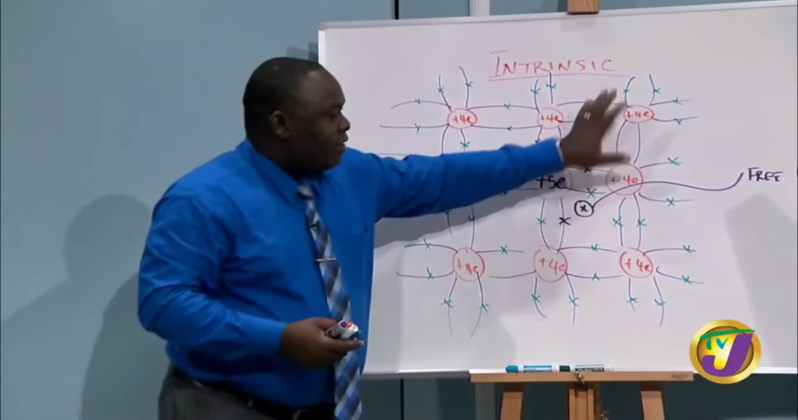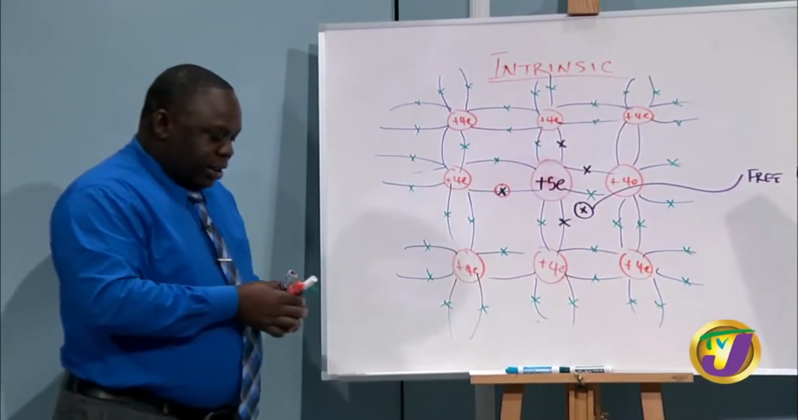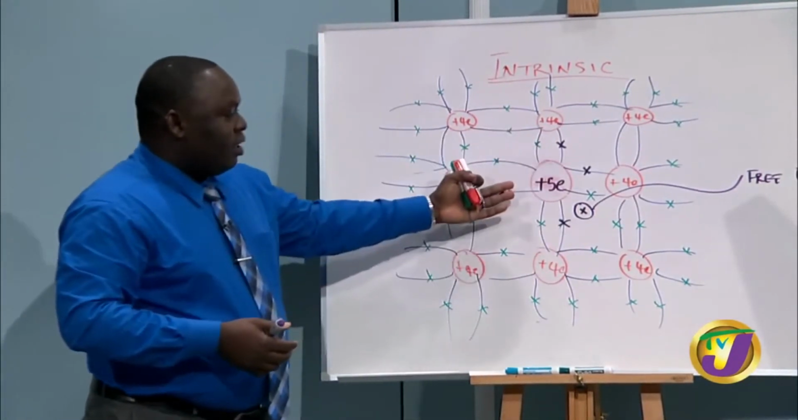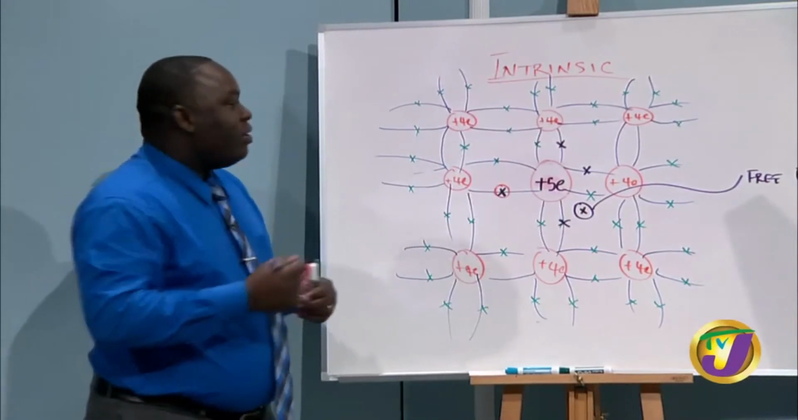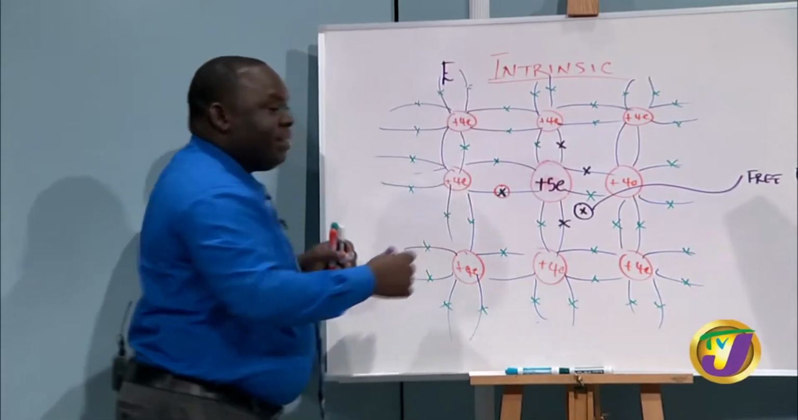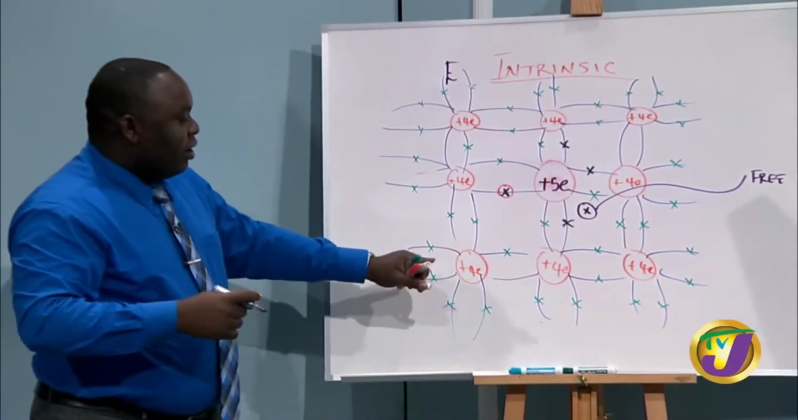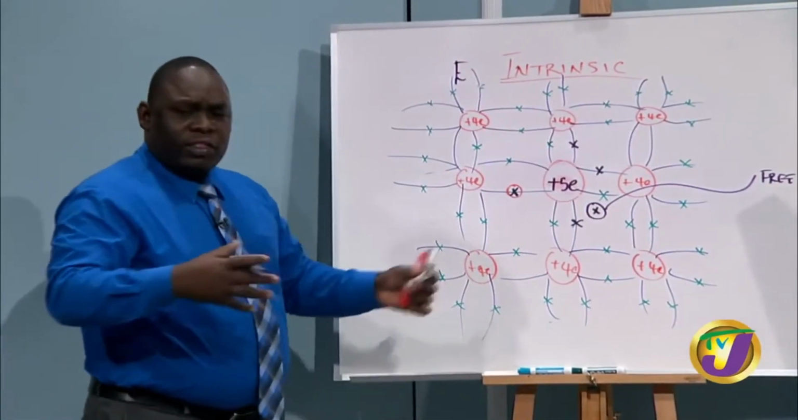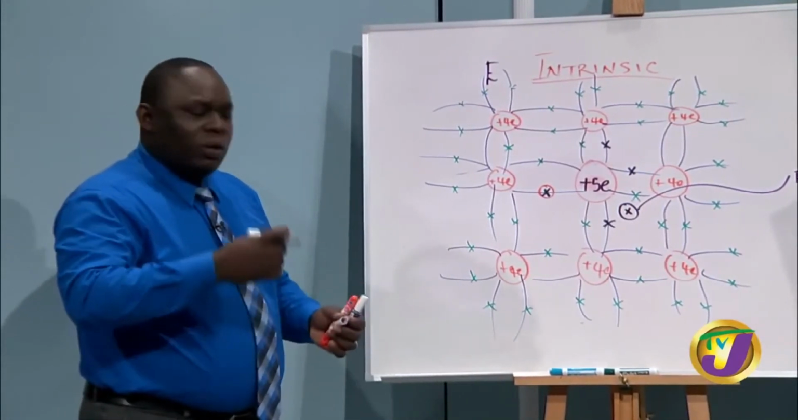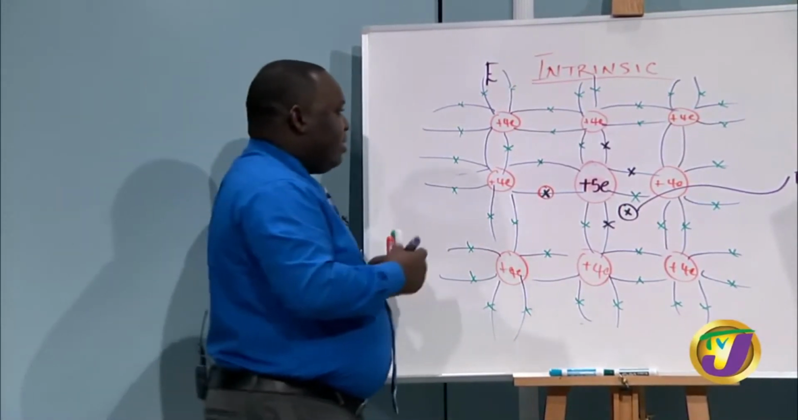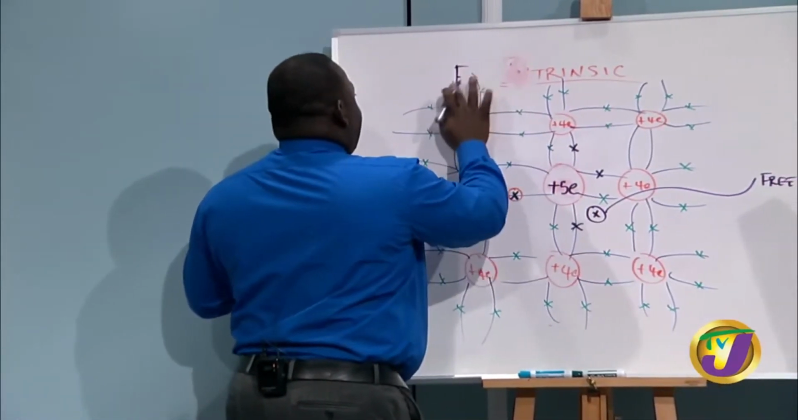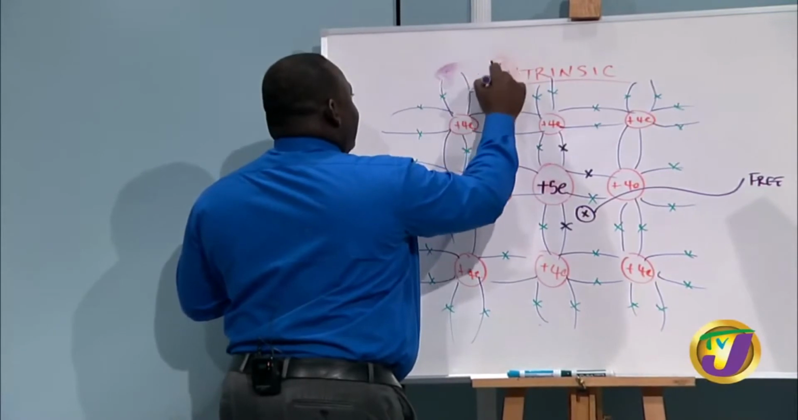Now, for a semiconductor material, we could dope it with a few other group 5 elements, and as a result of doping it with a few other group 5 elements, what we will now have is 2 or 3 free electrons moving about, wandering about. And then as a result, we're able to work with that structure. Now, this is an extrinsic semiconductor material.